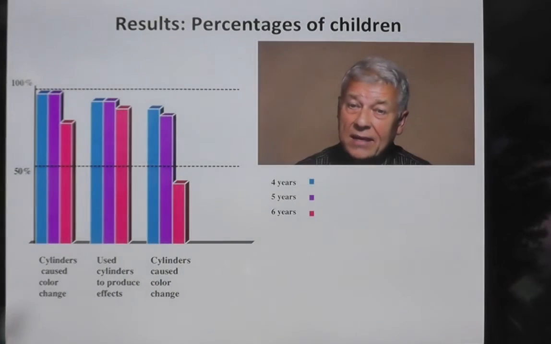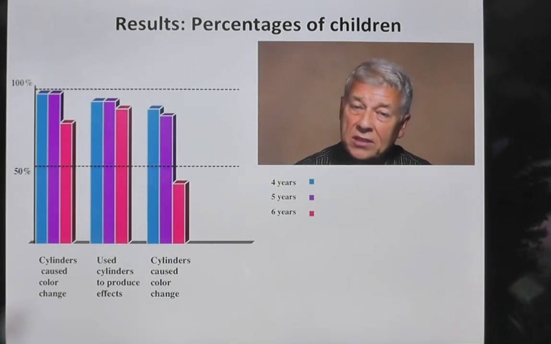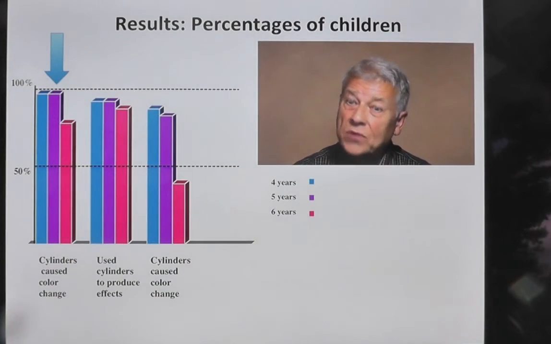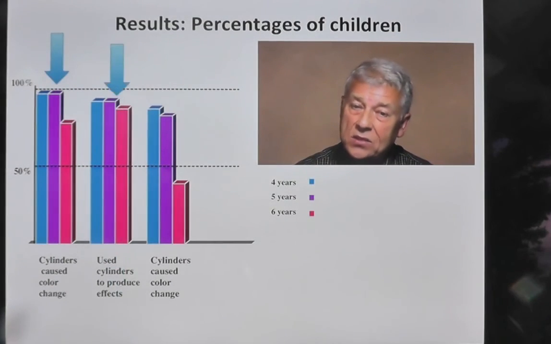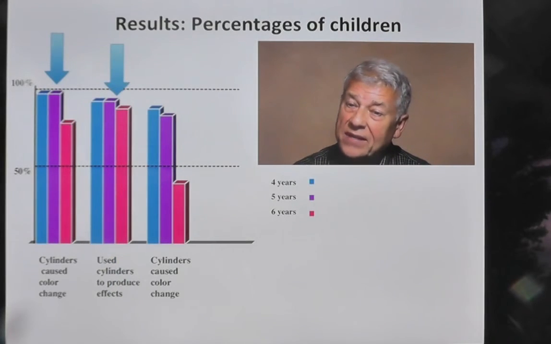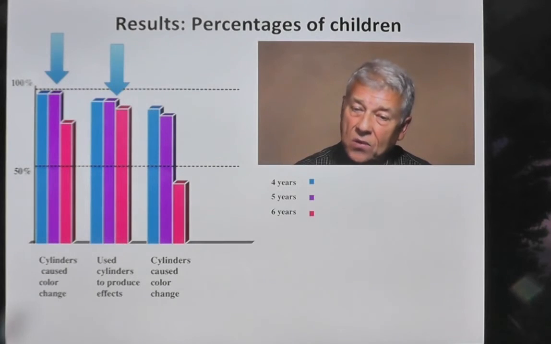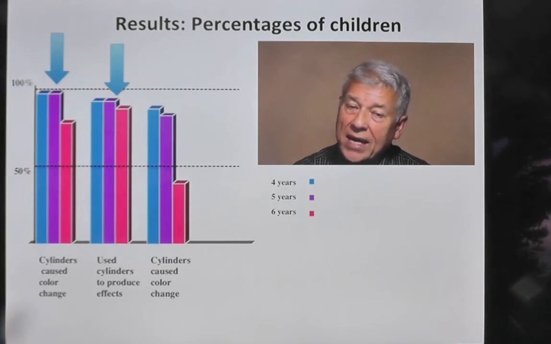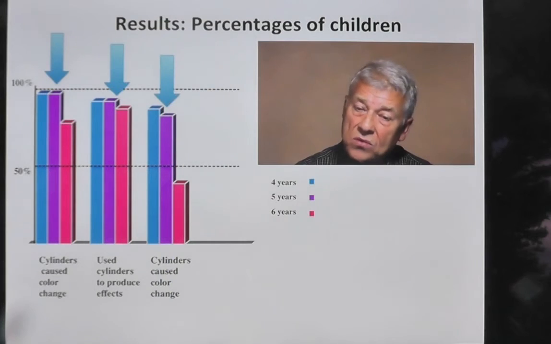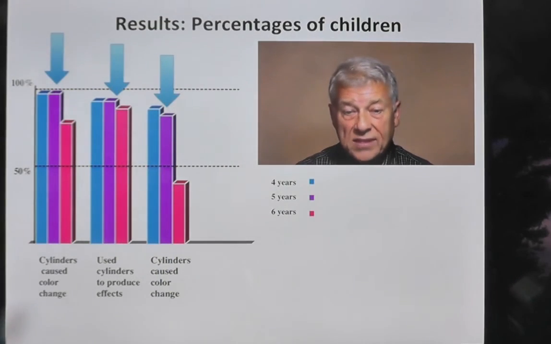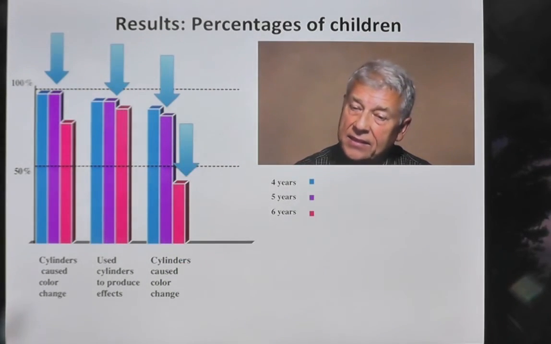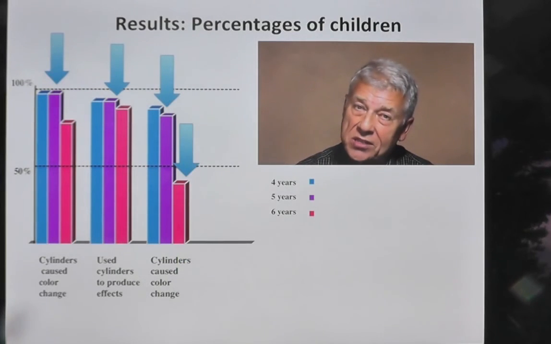As we can see on this graph, about 100% of children answered that the cylinders had caused the color change, and about 90% used the cylinders to achieve the effect in the practical situation. When, after they had been explained the rational mechanism of the color change, the children were asked again whether the cylinders were the cause of the color change, up to 80% of 4- and 5-year-olds confirmed that, but most 6-year-olds denied that cylinders had anything to do with the color change.